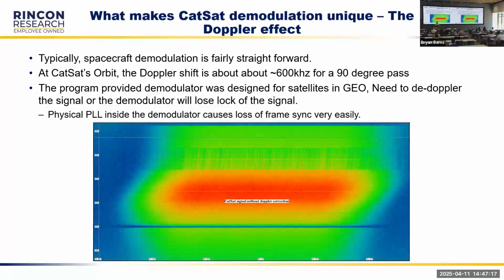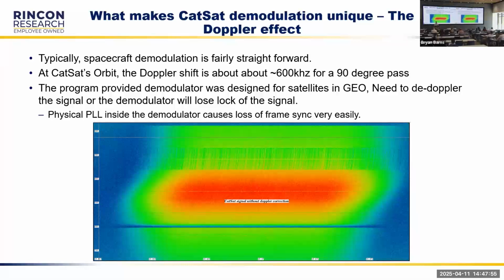In terms of how the sausage is made, what makes CatSat demodulation unique? During the design process of CatSat, it was chosen to use a DVB-S2 modulation scheme, which stands for Digital Video Broadcasting, Satellite, Second Generation. Essentially, the satellite video community, the guys where you put the satellite dish on and you get TV, came together and made a standard for how to encode data. And for CatSat, we're going to use that.